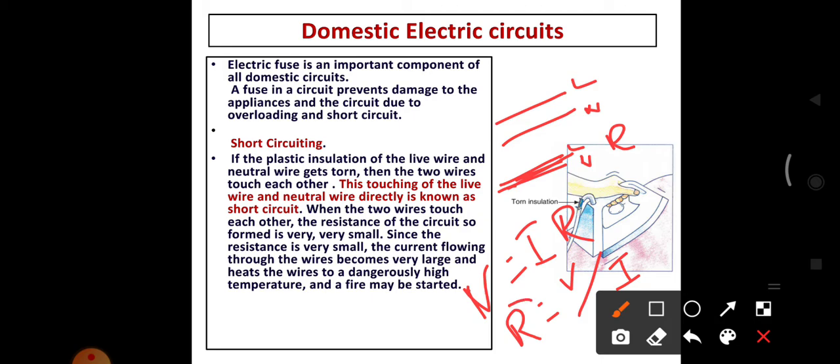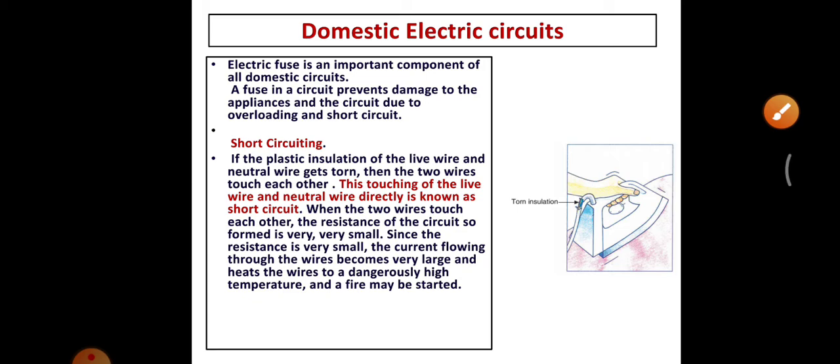So when the resistance is too small, the current flowing through the wire is very large because the resistance is inversely proportional to the current I. So when the two wires are touching each other, the resistance is very small, so the current flowing through a wire becomes very large and it keeps the wire at dangerously high temperature and fire may be started.